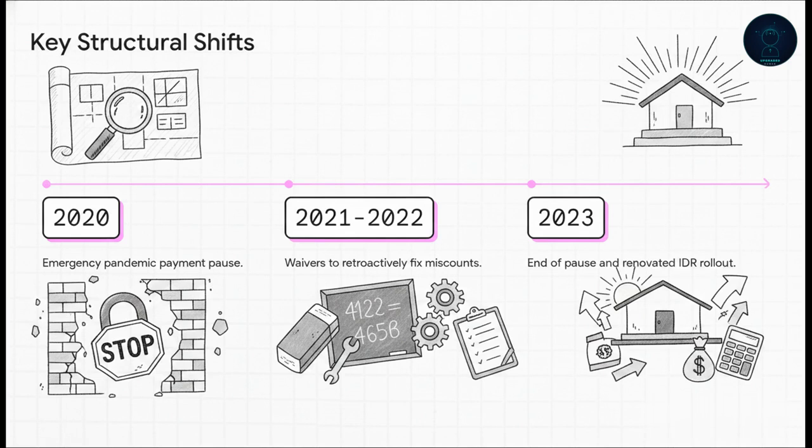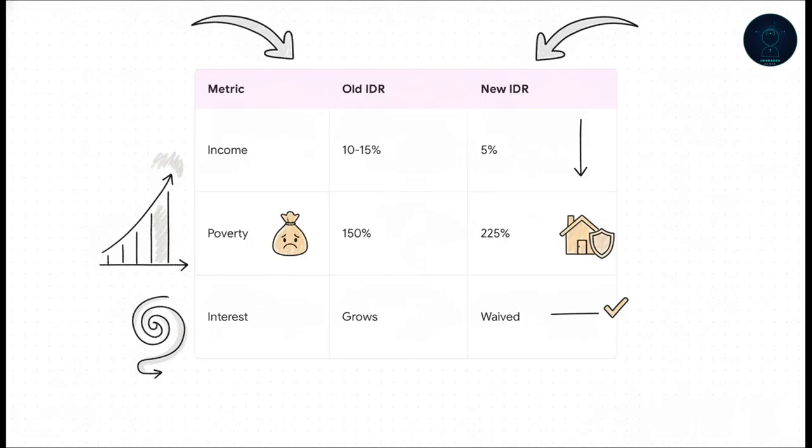Then in 2023, as the pause finally ended, we saw the rollout of newly renovated income-driven repayment frameworks designed to fundamentally alter how those monthly payments are calculated going forward. And this brilliantly illustrates exactly what changed. The math inside the architecture has been radically altered. Under the old framework, borrowers paid 10 to 15% of their discretionary income. The renovated framework slashes that down to 5% for undergraduate loans.